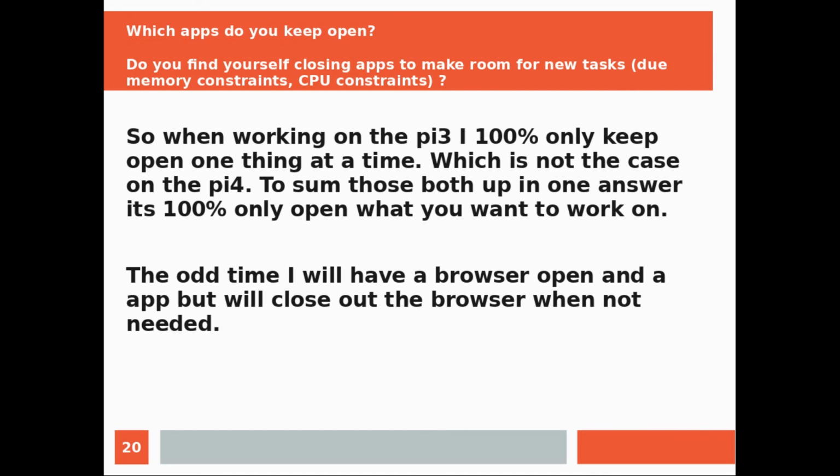Which apps do you keep open? Do you find yourself closing apps to make room for new tasks due to memory constraints, CPU constraints? So, when working on the Pi 3, I 100% only keep open one thing at a time, which is not the case on the Pi 4. To sum those both up in one answer, I 100% only open what you want to work on. The odd time I will have a browser open and an app, but will close the browser when not needed.